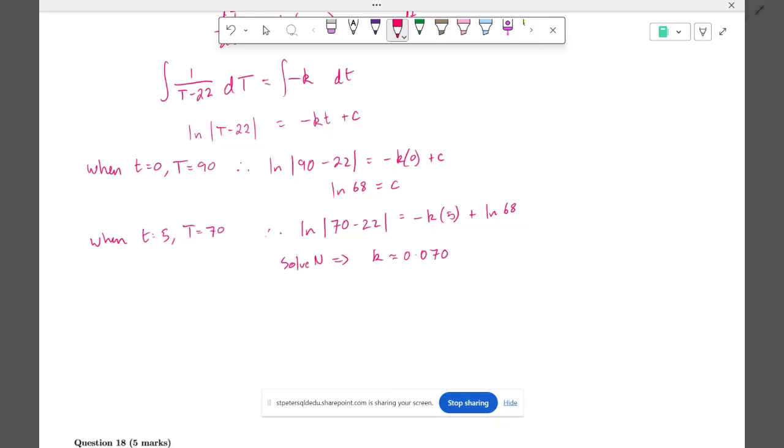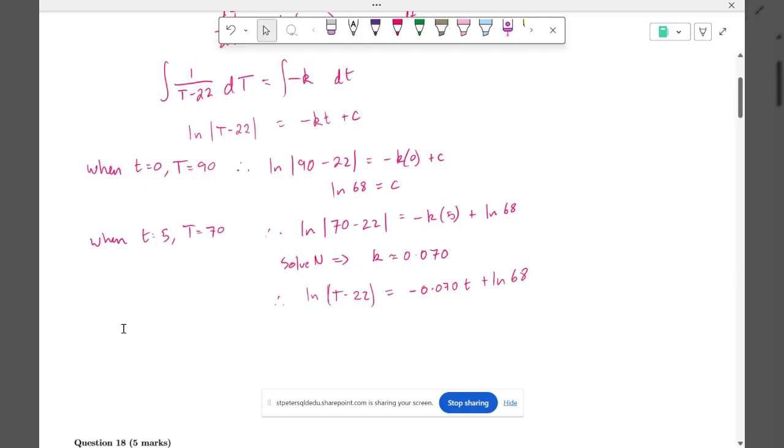Okay, so we've got our k value. So now we've got our actual equation, the natural log of t minus 22. You can see I'm in the habit of doing absolute value, but in methods, they'll only ever give you ones where it's true, so you can just put brackets there. And that's going to equal negative 0.07. I'm going to keep writing the 0, even though it doesn't affect my calculations, just to remind the marker that I know what I was doing, and I've rounded to 3 significant figures there. Plus log 68. You could, of course, store that value on your calculator as well.